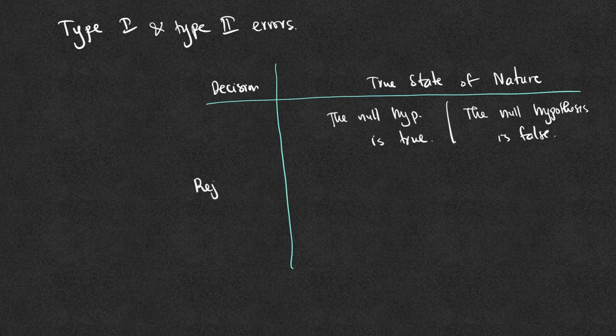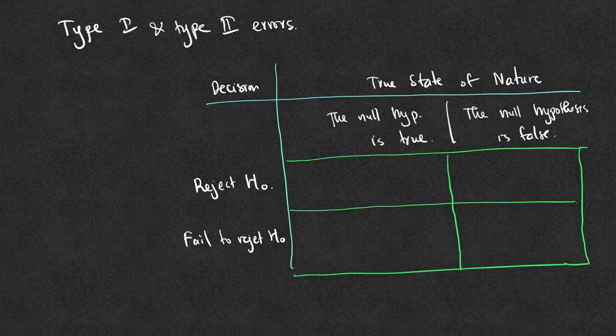the null hypothesis. And so the decision in a hypothesis test is whether we would reject the null hypothesis or we fail to reject the null hypothesis. Obviously, we do not know the true nature, the state of nature. And so, if the null hypothesis is false and we reject it, then we make the correct decision. If the null hypothesis is true and we fail to reject it, then we also make the correct decision.